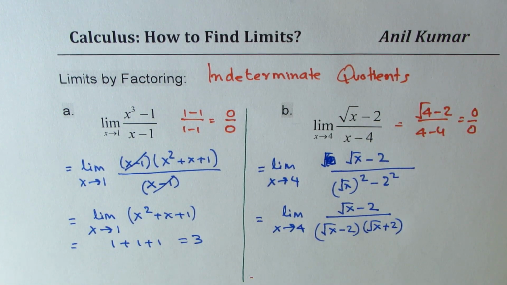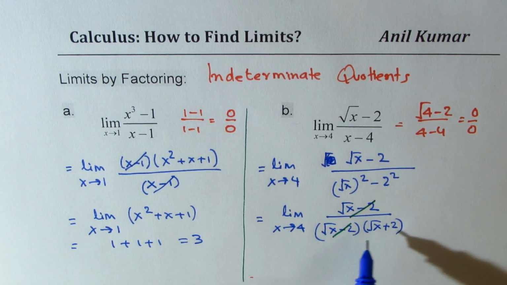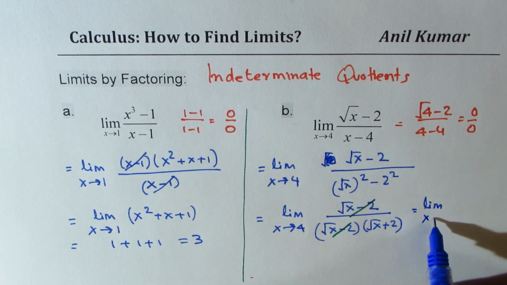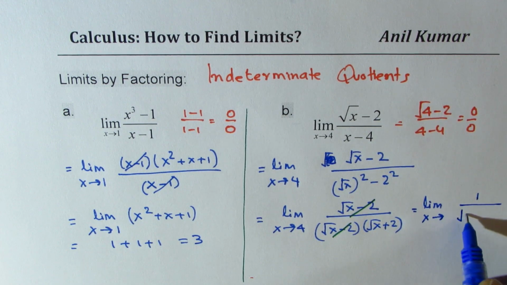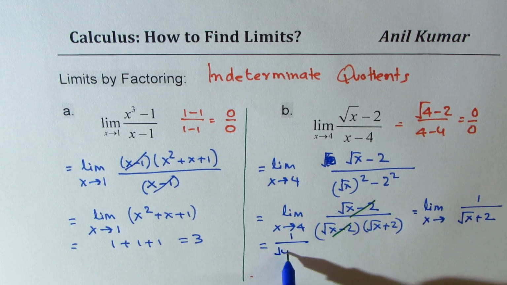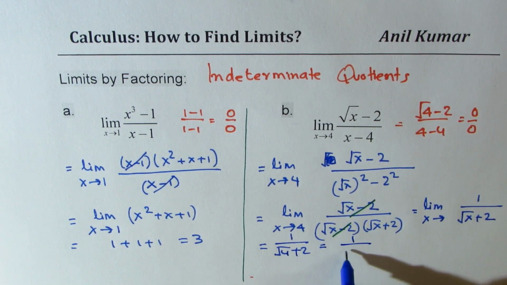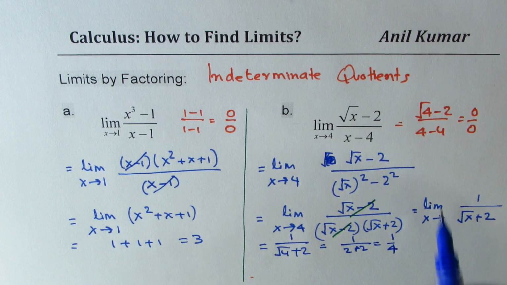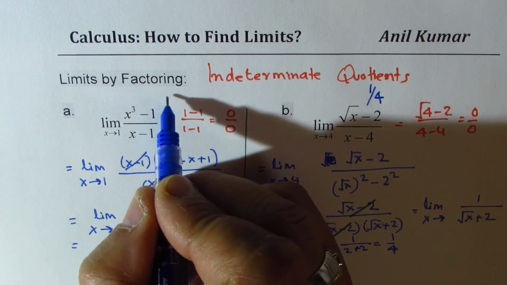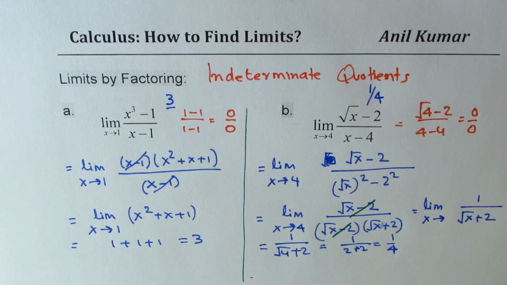So now we have a common factor in numerator and denominator which could be cancelled. And once they are cancelled, you substitute 4 here. So what you get here is limit x approaches 4 for 1 over square root of x plus 2. And substituting 4, we get 1 over square root of 4 plus 2, which is 1 over 2 plus 2, which is 1 over 4. So we get this limit as 1 over 4. And the limit for the first one is 3. Correct? So that is how we could do it. I hope the steps are simple and useful.